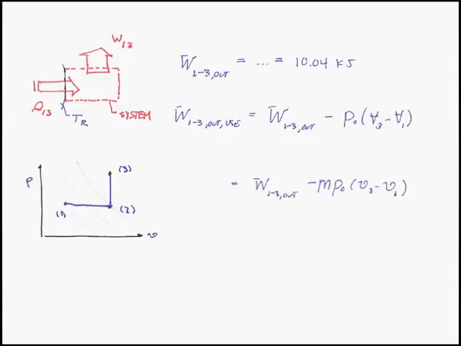I subtract that off, knowing both V1 and V3, because V3 is exactly the same as V2, and I find that half the work approximately involved in this process is wasted simply moving the atmosphere out of the way, but half of it is useful to me. So there's the work out of the system and the useful work out of the system.